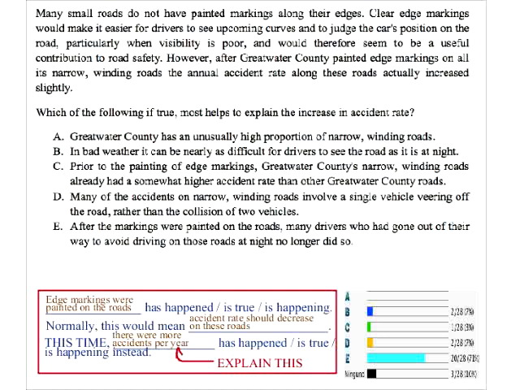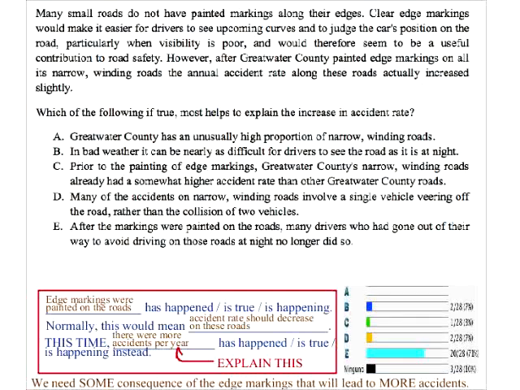So we need something that will cause the accident rate to go up. We need some consequence of the edge markings that will lead to more accidents. So if someone wrote in the text box that the markings came off, that wouldn't do it. That doesn't give you a reason why the rate would go up. That would just give you a reason why the rate would return to normal, but not to go up past where normal would be. We actually have more than normal. So if the markings just came off, that wouldn't explain it. We need something that would actually create more accidents than there were to start with.